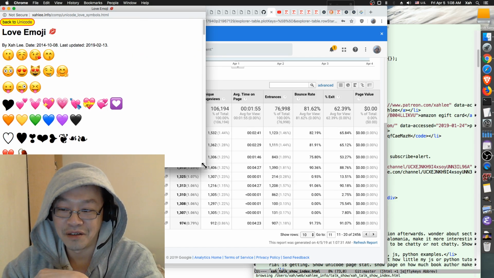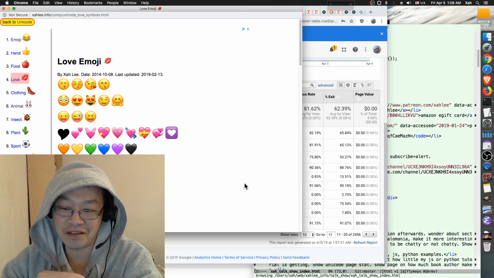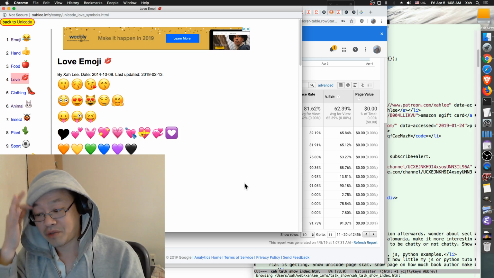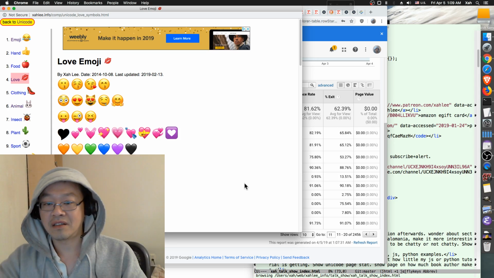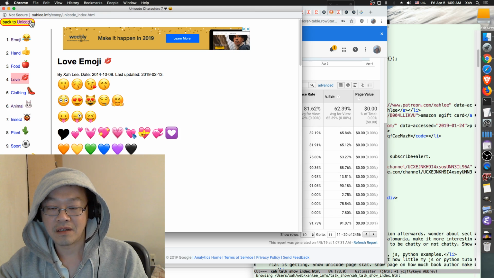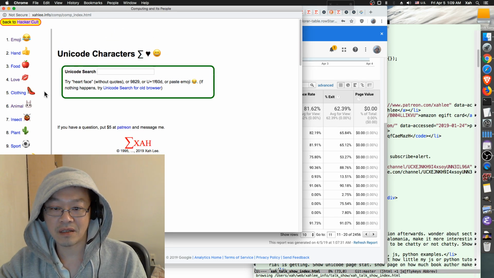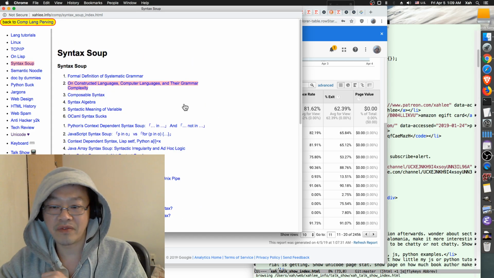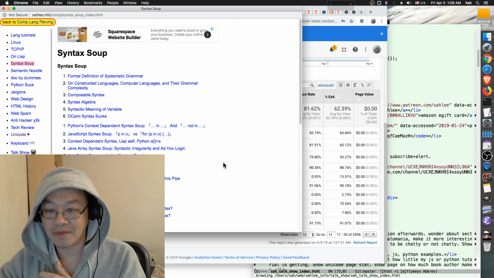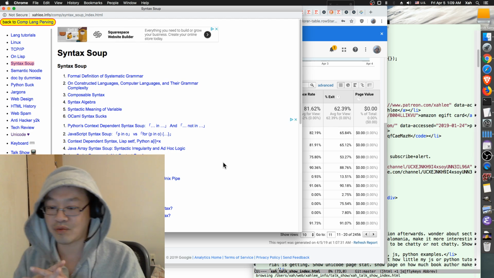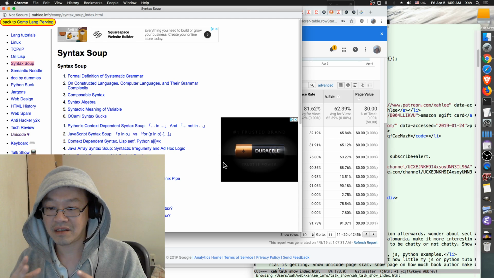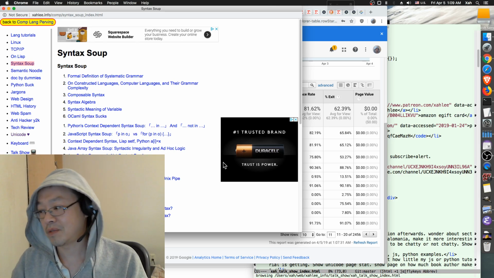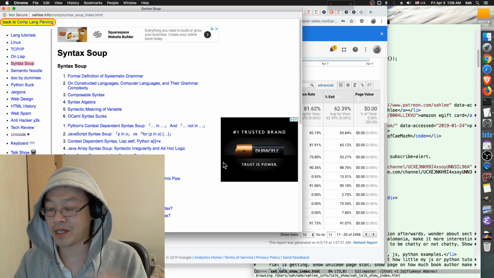This, like the Unicode pages, there's not much to it. It's just fun Unicode. But I have written JavaScript in depth, and Golang, and other technical topics such as syntax soup. Some of these articles really take days to write, and these are my opinions, and they are rare opinions. You almost don't see them anywhere else.